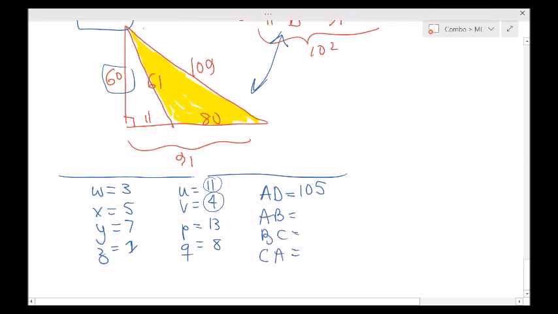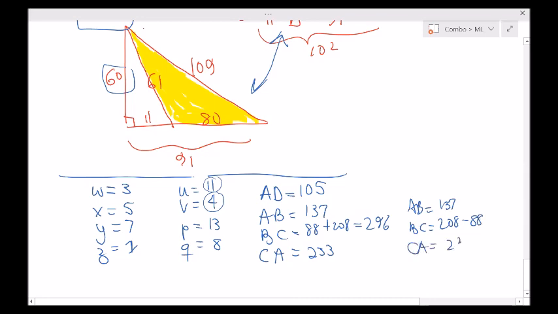I think the acute triangle comes out as 137. Yes, that's the acute one. 137, 233, and BC comes out, if you put the right triangles side by side, as 88 plus 208. When you do the algebra, that comes out as 296. Or if you subtract them, it will come out as 208 minus 88. So the other triangle would be 137, BC is 208 minus 88, and finally CA is 233.